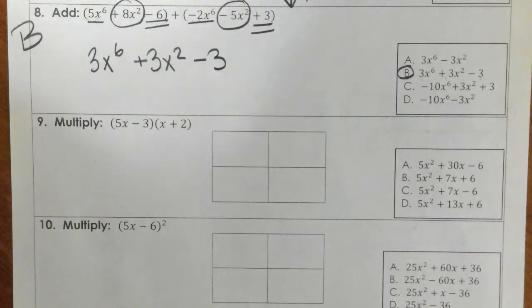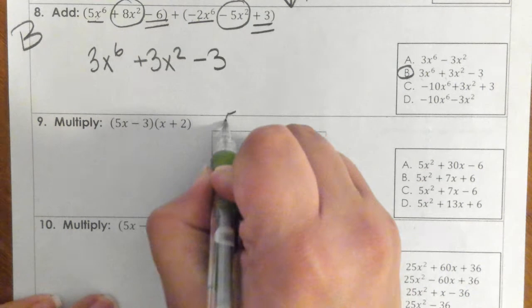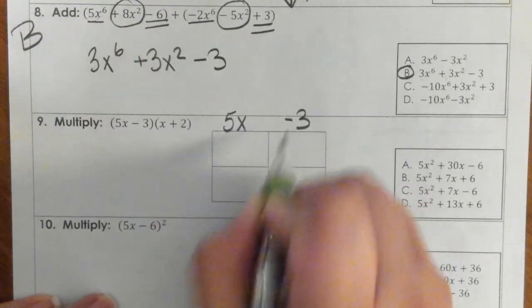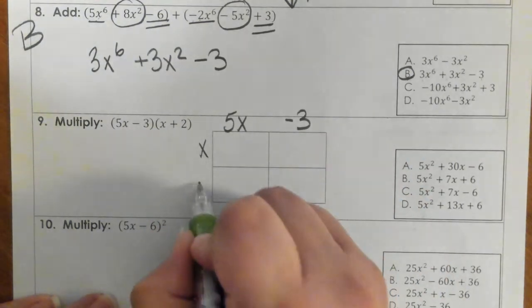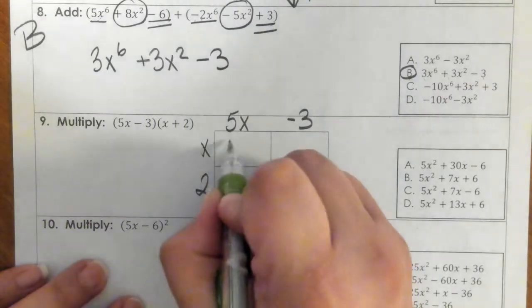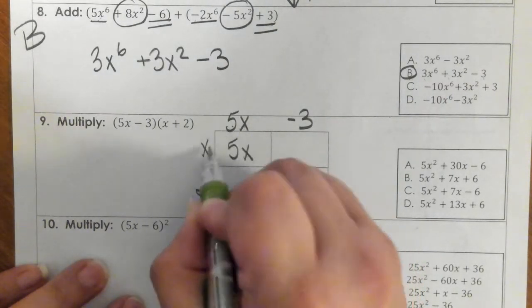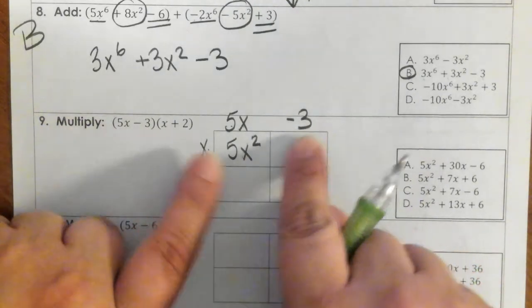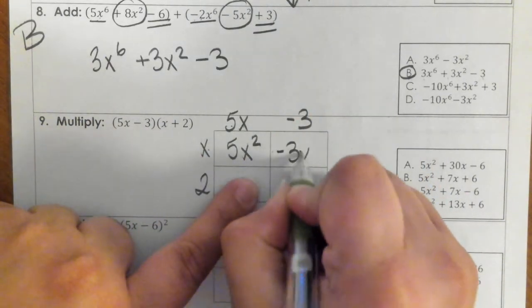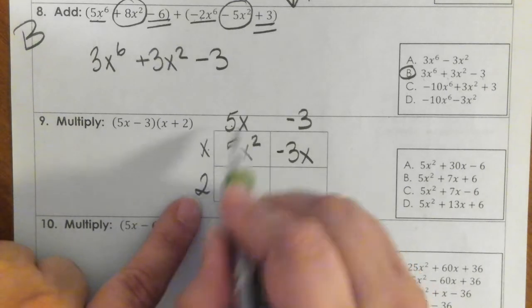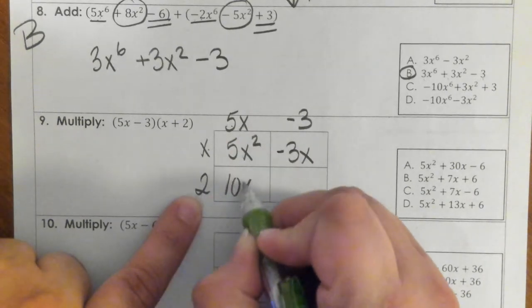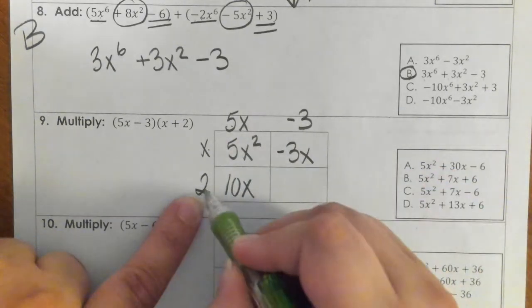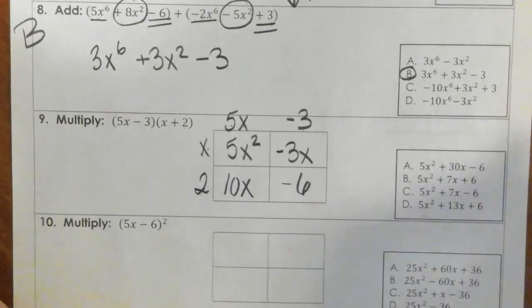Okay, number 9, you're going to multiply polynomials. These are two binomials. So we have 5x and negative 3. We have x and 2. So 5x times x is 5x squared. Then we do negative 3 times x is negative 3x. 5x times 2 is 10x. And negative 3 times 2 is negative 6.